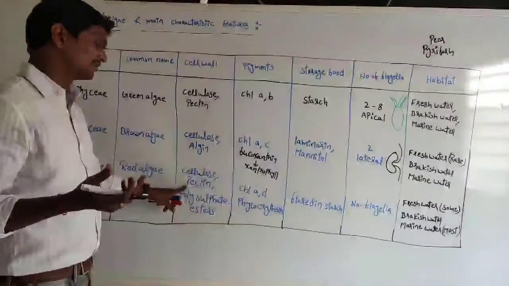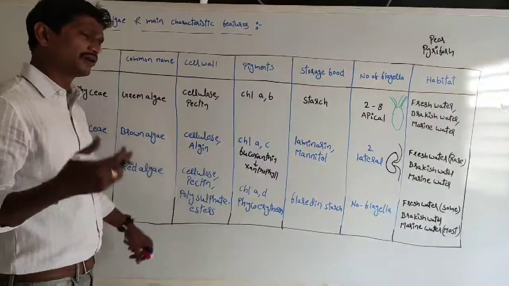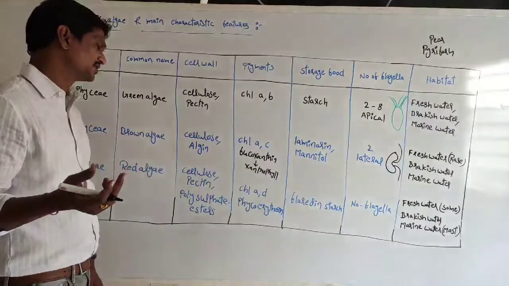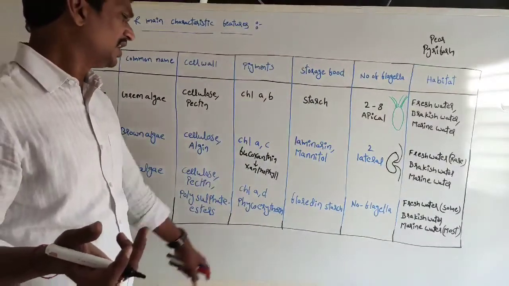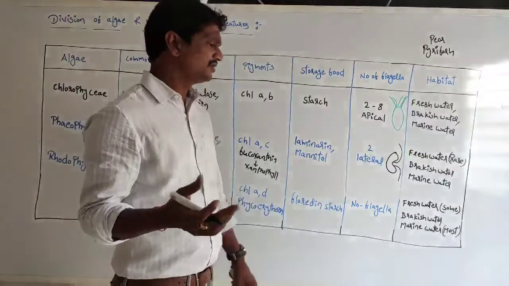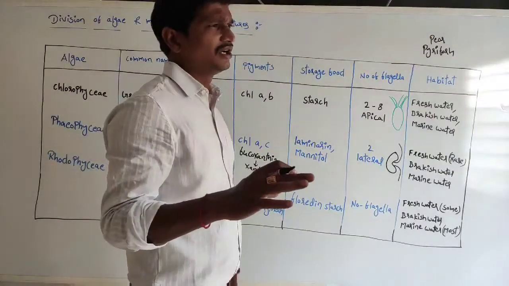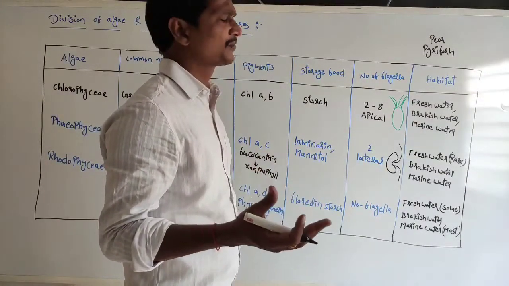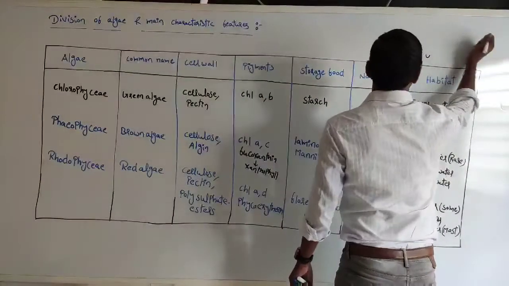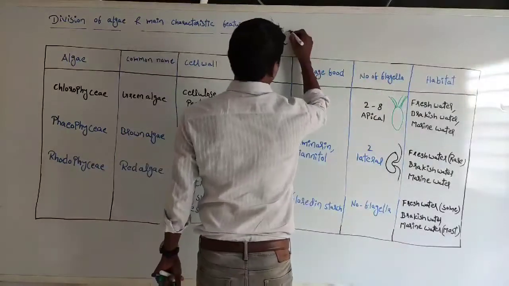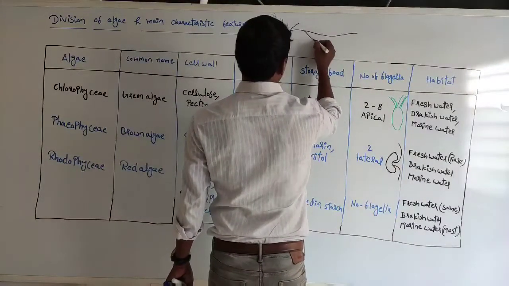The cell wall components are cellulose and pectin, and one more additional component is also present: polysulfated esters. And floridean starch is present. Floridean starch is very similar to starch and glycogen. Suppose this is the very first one, the structure of starch.